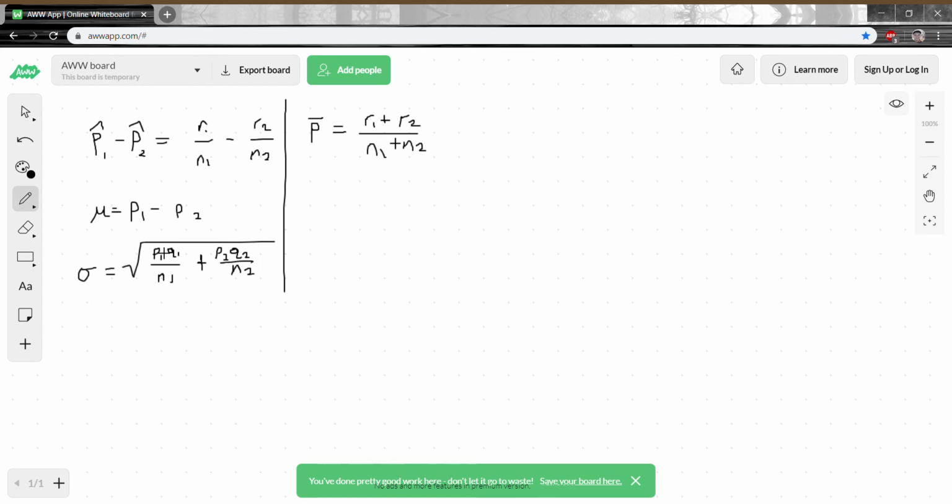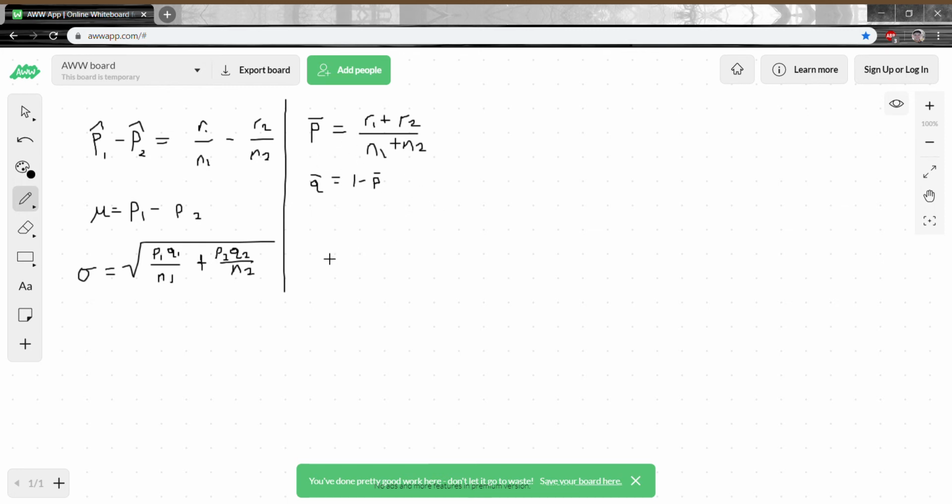So previously we would not be able to calculate this equation missing P1 and P2. Now we can plug in P bar, and since we can find P bar, we can also find Q bar. That is a Q. Q bar is the chance of failure, which is just going to be 1 minus the chance of success, P bar.